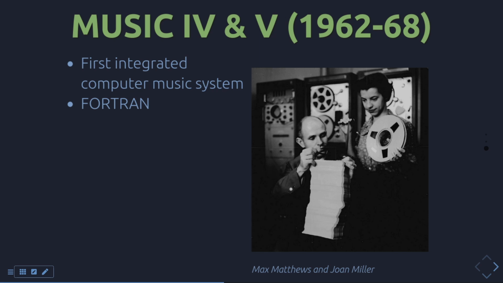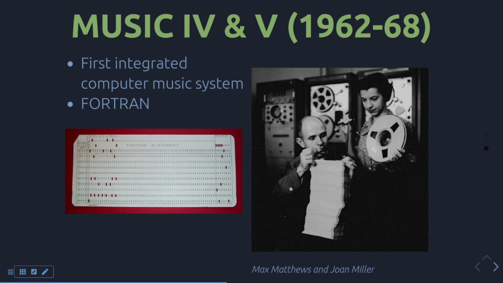We also get Music 5, which here we see was written in Fortran. Fortran was the first programming language, and that means it could be used to write programs for multiple different platforms. Prior to this, code had to be written for each individual computer, as they would interpret instructions differently. Keep in mind, again, this is all being done on punch cards and mainframe computers. In fact, the stack of cards we see Matthews holding in this picture here is only a part of the full Music 5 program.